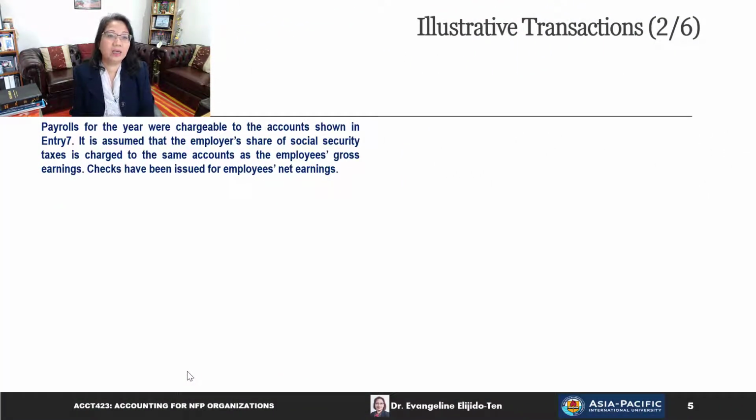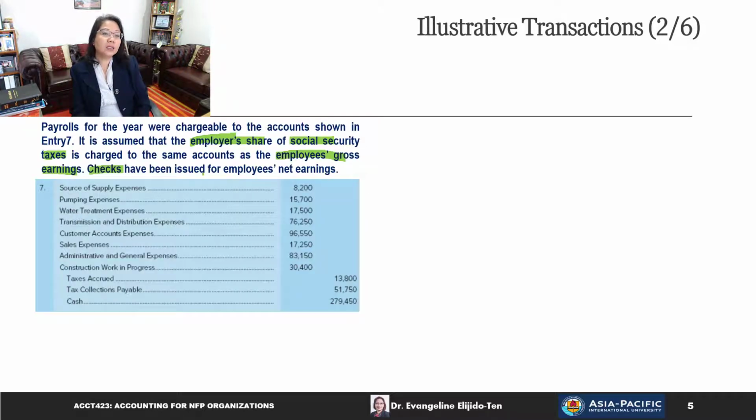Payrolls for the year that were chargeable to the accounts will be shown in entry number 7. Now, it is assumed in entry 7 that the employer's share of Social Security taxes is charged to the same accounts as the employees' gross earnings. And we are also told that checks have been issued for net earnings, so we pay them by cash. So the debit would again be for the expenses affected by the payroll. Now, in this case, these figures would have been given.